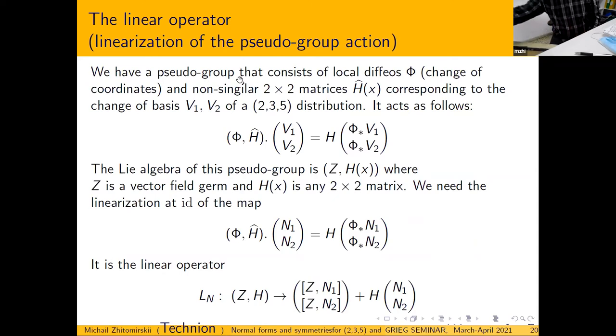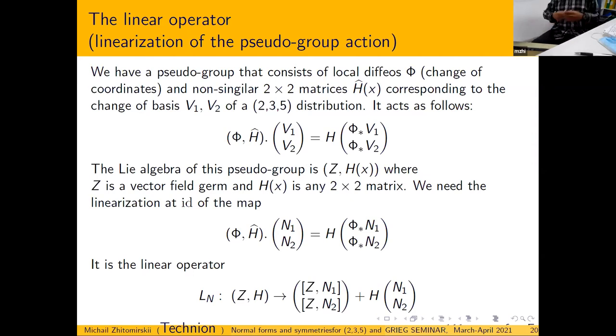So for 2-3-5 distributions, what is the pseudo-group, the infinite-dimensional group of all transformations? It consists of local diffeomorphisms, in other words, changes of coordinates, and also non-singular 2x2 matrices with functional entries, which correspond to the fact that we can change the basis. We can multiply V1, V2 by a non-singular matrix. And we can also change the order. So this is how our pseudo-group acts in the space of V1, V2, which describes 2-3-5 distributions.